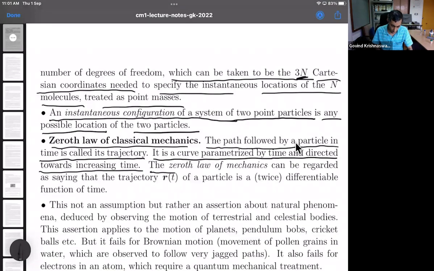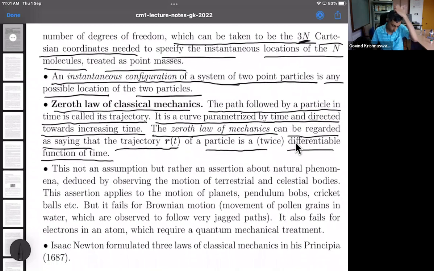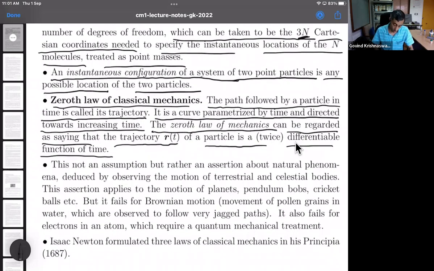Now, we would like to say that the zeroth law of mechanics can be regarded as saying that the trajectory r of t of a particle is a twice differentiable function of time. So this is a very significant deduction from observation of motion of objects. I would like to emphasize, again, the statement is that the trajectory of a particle is a twice differentiable function of time. I want to emphasize this is a law of nature.